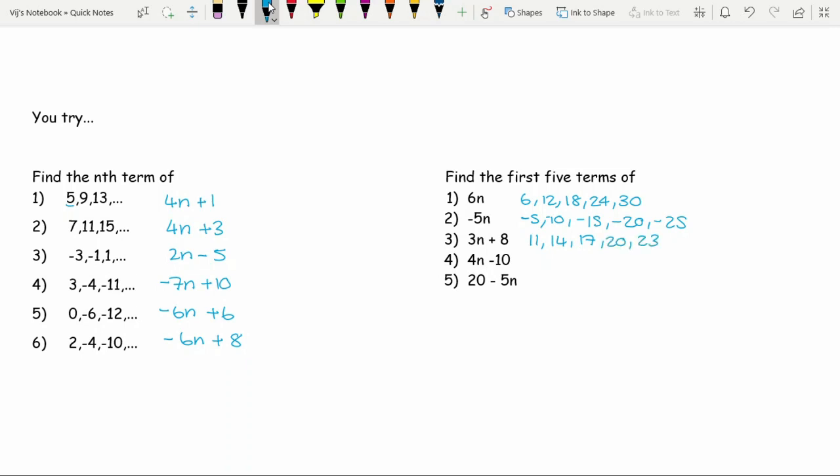For question 4, it's going up in 4s, but the first number is going to be minus 6, and there'll be minus 2, 2, 6 and 10. And then finally for question 5, it's going to be 20 take away 5, which is 15, and we're going down in 5s, so it'll be 10, 5, 0, minus 5, and there are your answers.